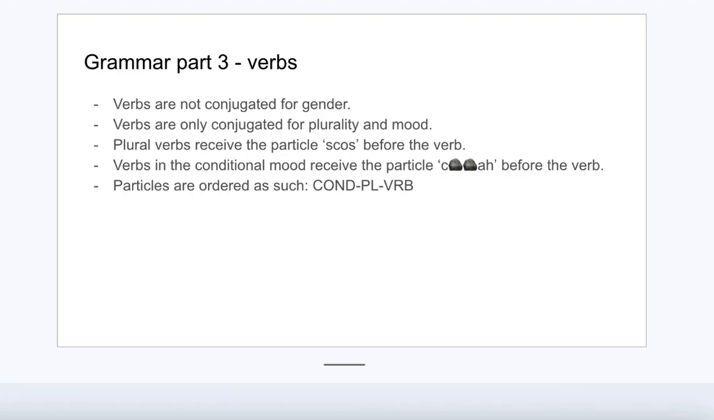Grammar part 3. Verbs. Verbs are not conjugated for gender. They're only conjugated for plurality and mood, but there's no distinction between first subject plural, second subject plural, and third subject plural. It's just plural. And they're also conjugated for mood, the difference between indicative and conditional. Plural verbs receive the particle skos, os, before the verb. Verbs in the conditional mood receive the particle k, 2 rocks dropping, before the verb, and particles are ordered as such. Conditional particle, then plural particle, then verb.